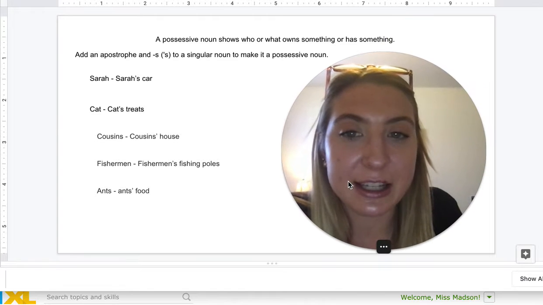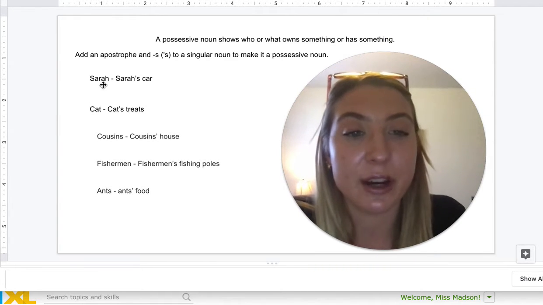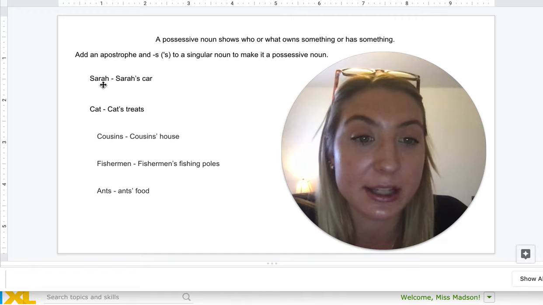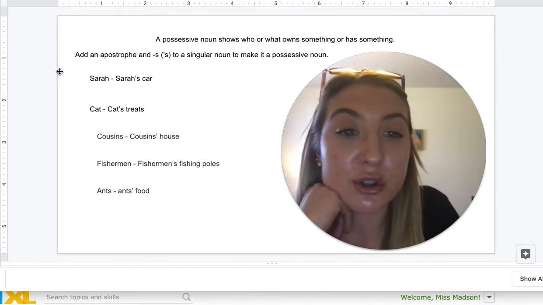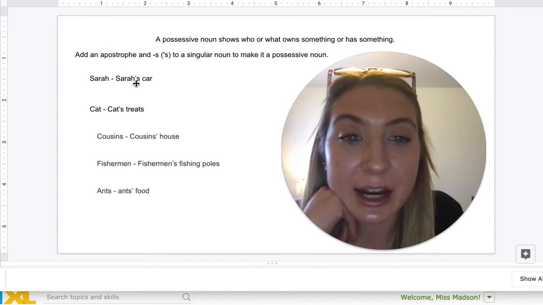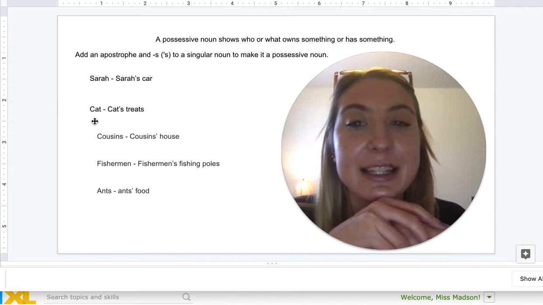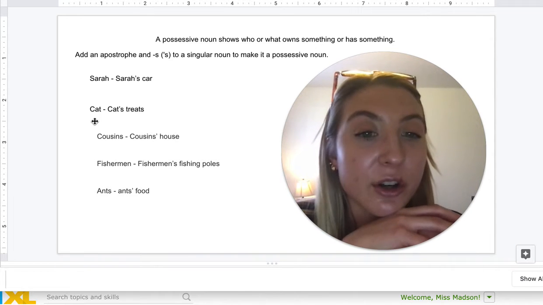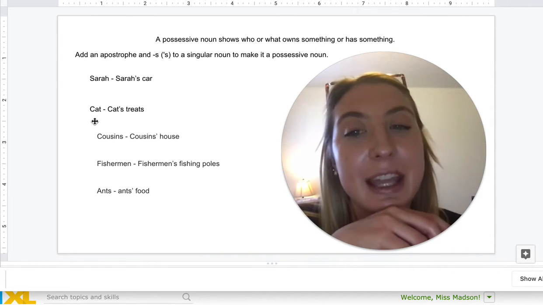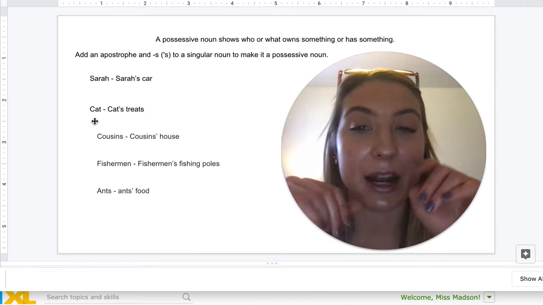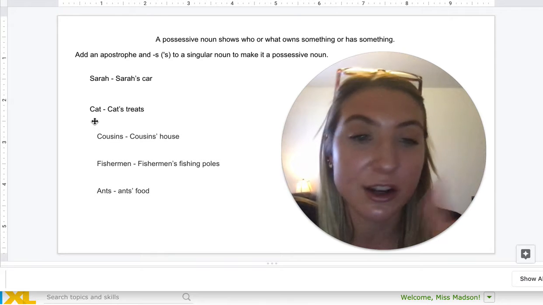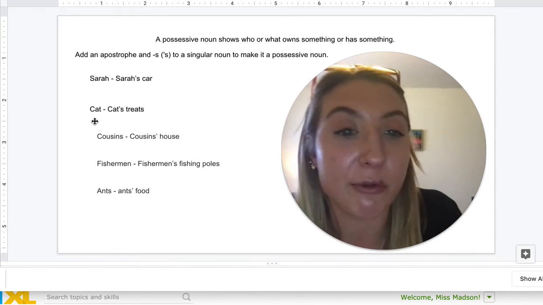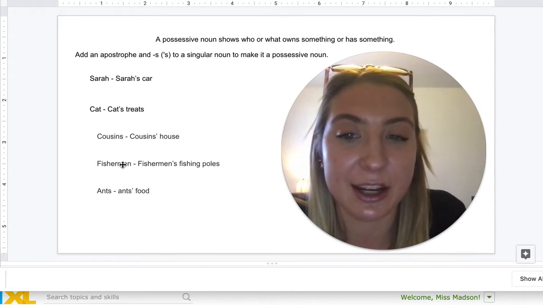So if I see Sarah, that is the noun they're giving me, and I have to make it a possessive noun, I notice Sarah is singular. Sarah means one. So when that happens, I just add an apostrophe S. Sarah's car. Same here, when I see cat, that's singular and there's no ending, so I'm going to say cat's treats. I'm going to add an apostrophe S because it's just a singular cat. We're not talking about multiple cats because if we were, it'd say cats right here.